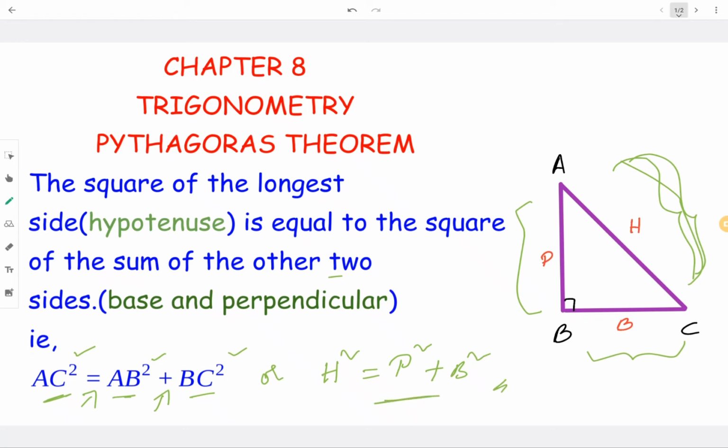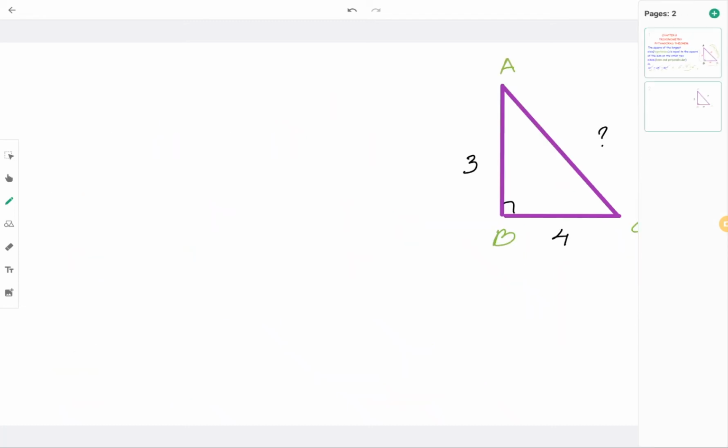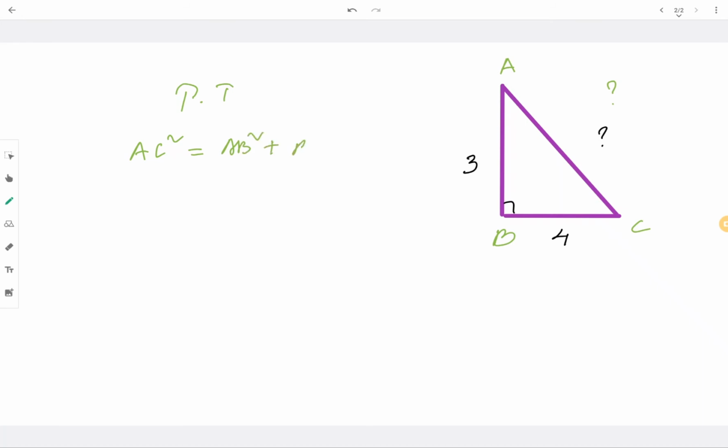Okay, so let's do one short example here. If you look at this right triangle, you'll notice that I don't know the side AC. All right, so how do I find it? I'll be using the Pythagoras theorem. So by the Pythagoras theorem, the square of the longest side, so here the longest is AC square, equals the sum of the squares of the other two sides. What are the other two sides? AB square plus BC square. AB, you can see here I've written 3, so 3 square plus BC is 4 square.